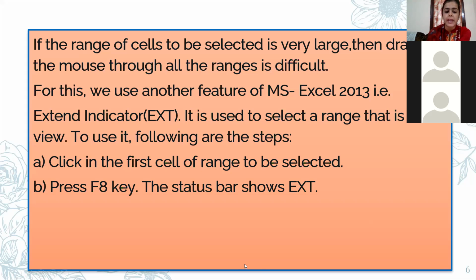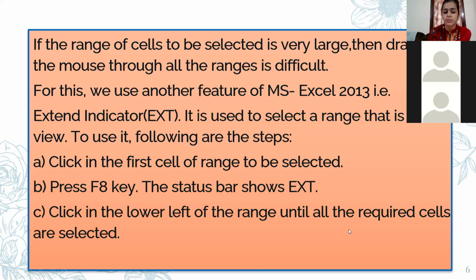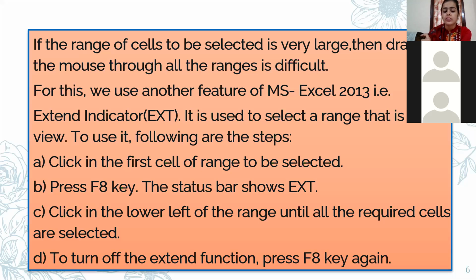Now, as it shows you the EXT on your status bar, you have to click in the lower left of the range until all the range of the cells are selected. And when your range is selected, you have to turn off the extend function again by pressing the F8 key from the keyboard. First of all, turn on the F8 key in order to turn on the extend function. When you have finished the selection, again turn it off by pressing the F8 key from the keyboard. Clear?